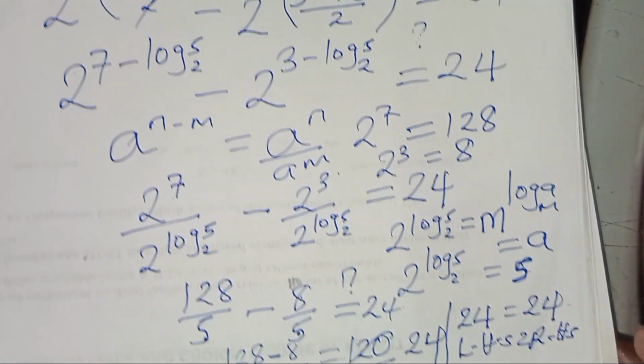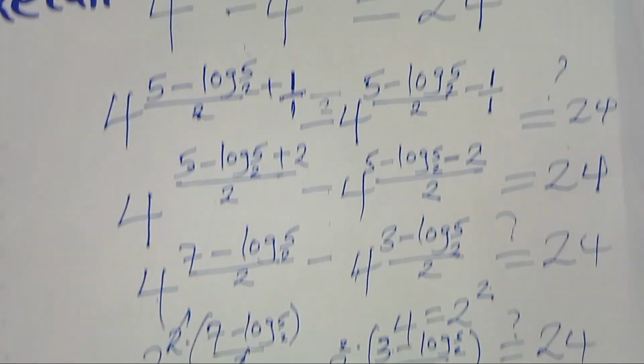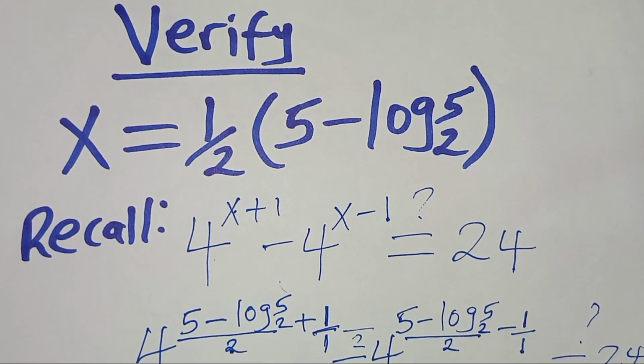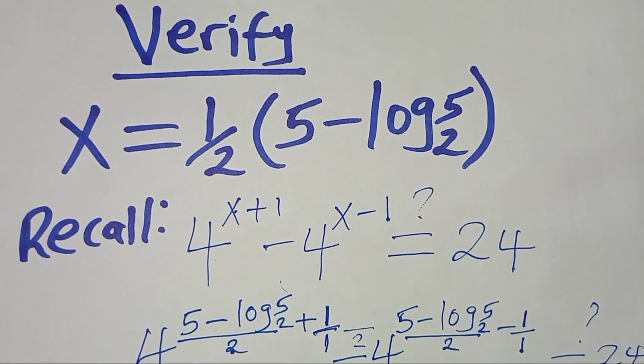And what does that mean? That means that the value of x, which is basically a half 5 subtract log 5 to base 2, actually satisfies the equation.